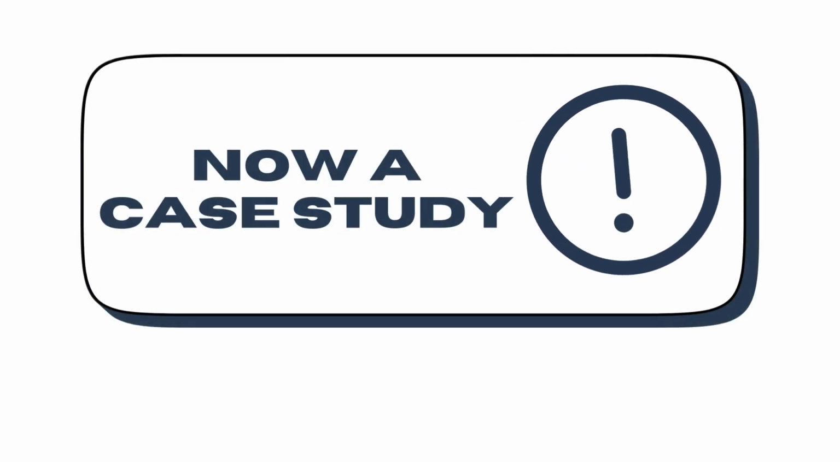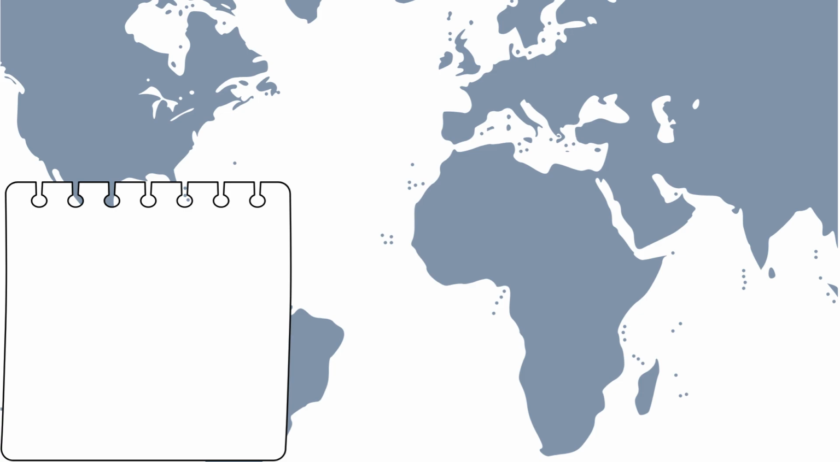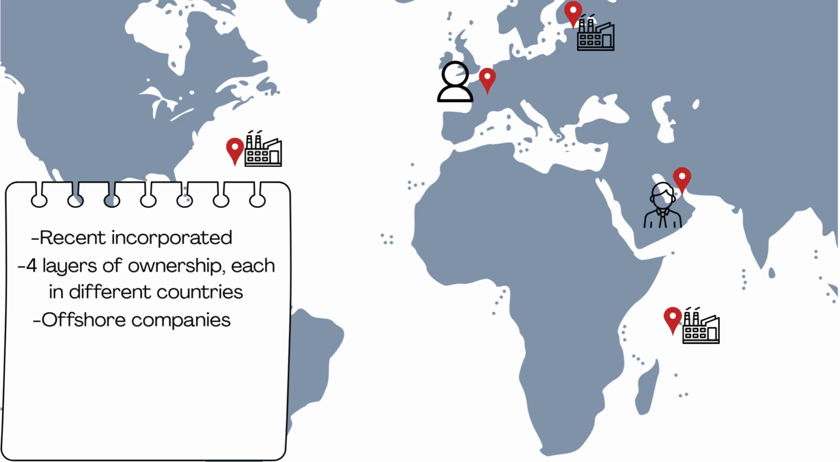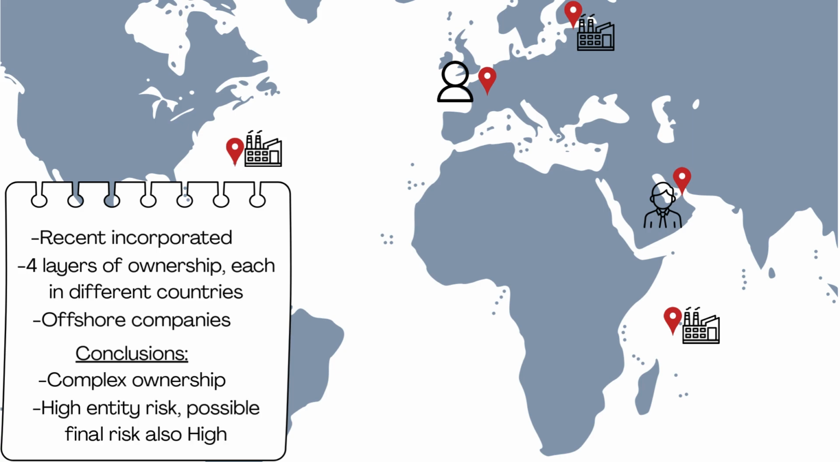A mini case study. A new client applies for onboarding. The limited liability company was incorporated last Friday in Estonia. The directors are based in Dubai. Ownership traces through Seychelles and Bermuda entities and then to UBOs in France. The business model? Consulting. Analyst notes. Recently incorporated. 4 layers of ownership. 4 different countries among which we see 2 offshore jurisdictions. That should scream to you complex ownership, entity risk high, and perhaps even final risk of the client high.